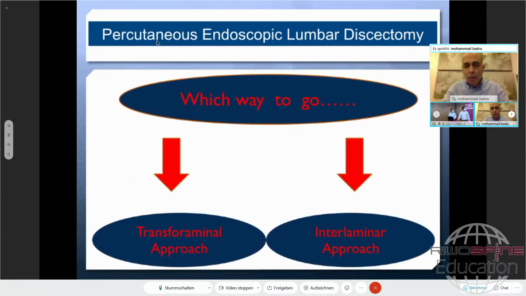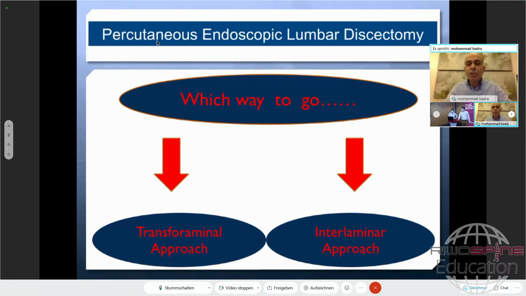Which way to go? Actually, at the beginning of my learning curve, it was the biggest question for me because I started doing interlaminar and transforaminal at the same time. When I had a case with a disc hernia, I used to ask myself, which way to go, interlaminar or transforaminal? And this was a big question for me.